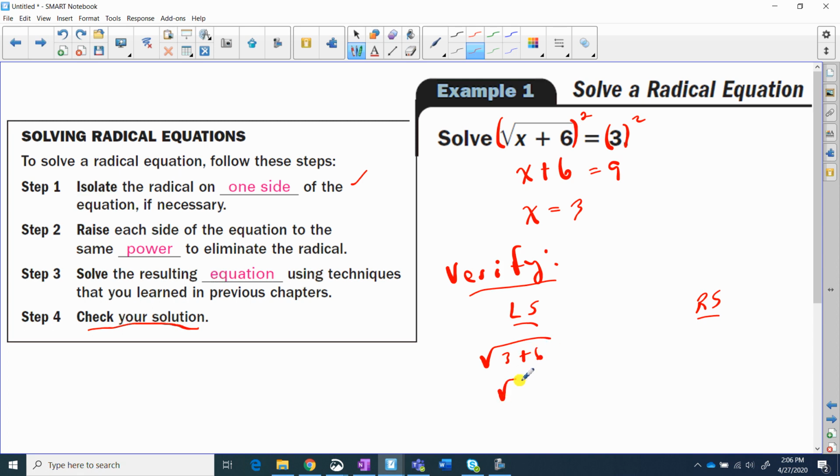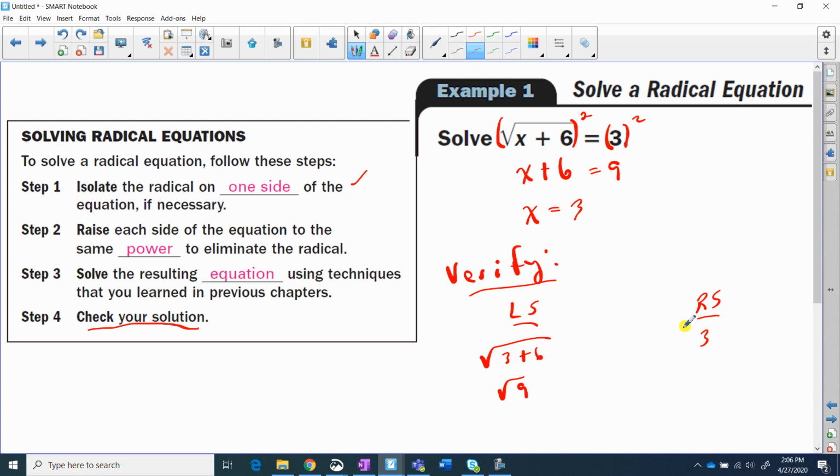3 plus 6 is 9. Right side, I'm at the top line here. Right side was 3. Notice I'm not putting an equal sign between them yet. That's the goal. I want to see, does the left side in turn end up being the same as the right side? If so, my answer is a valid answer.